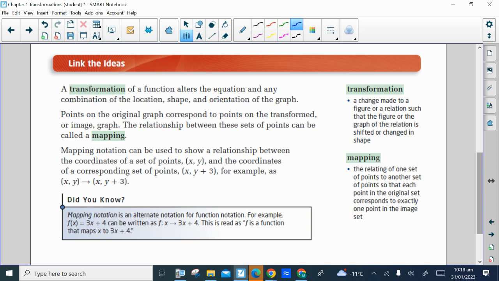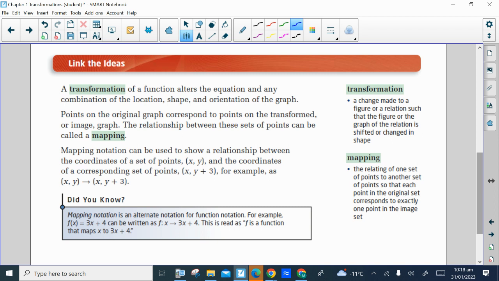So on the diploma exam that students just wrote a week and a half ago, there was a written response question on there where they had to talk about or explain a transformation. Okay. There was also a question in the multiple choice that dealt with a mapping notation.